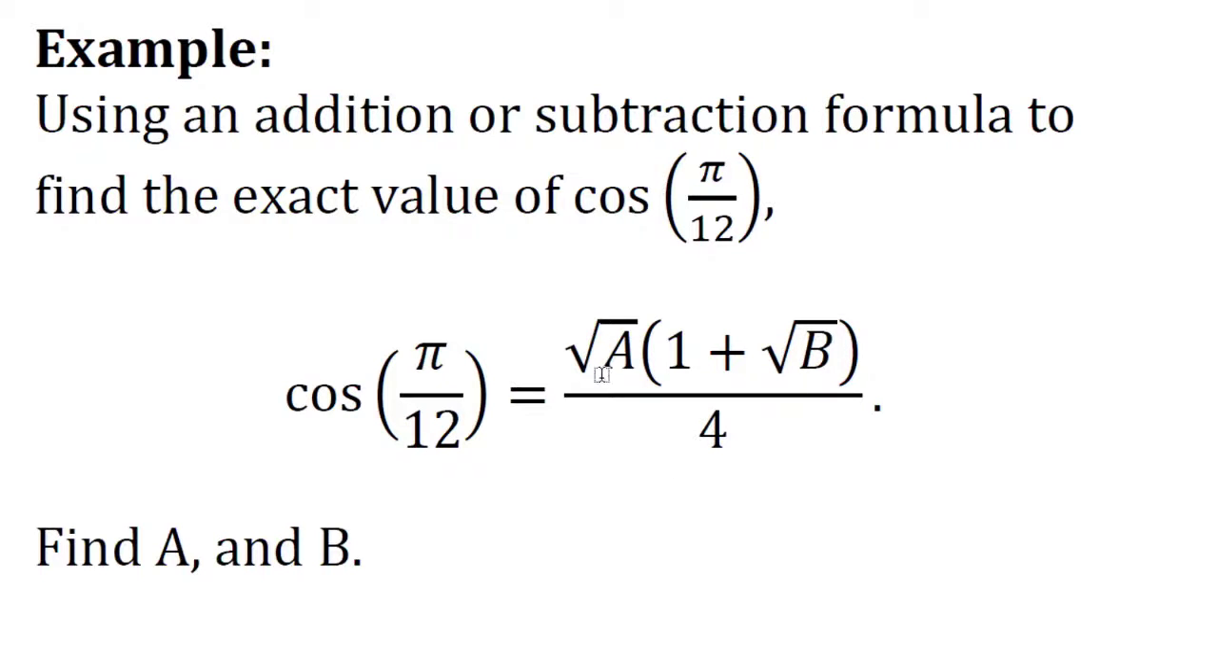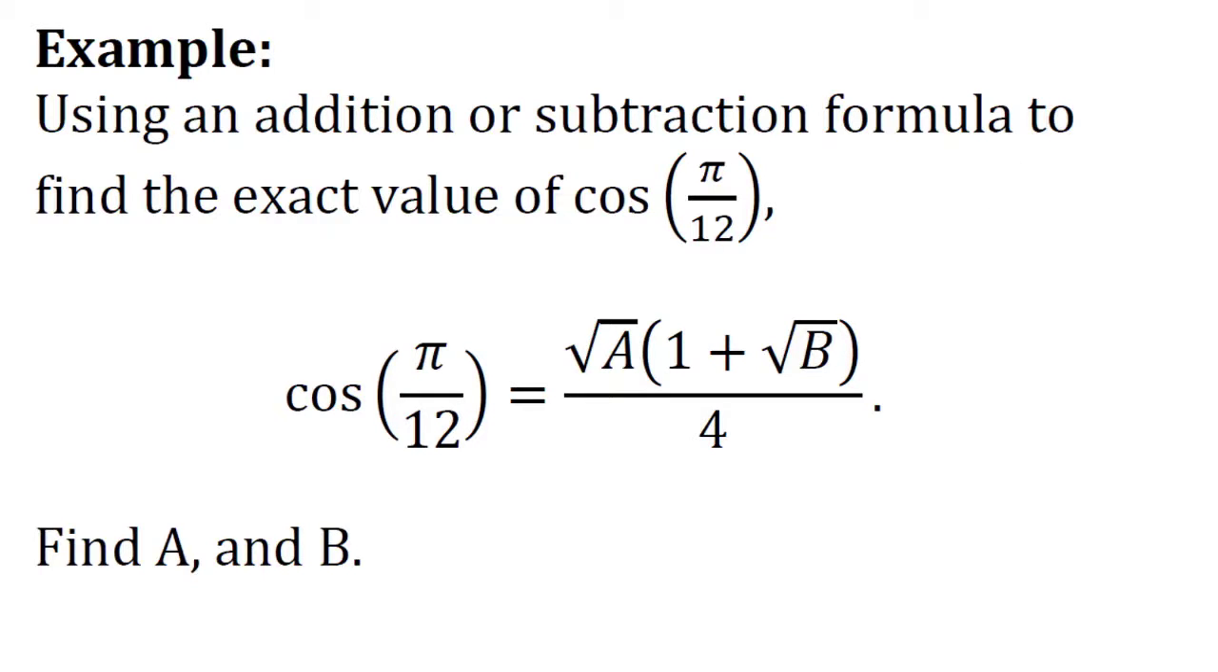And so the reason I said let's not worry about whatever is going on here is simply that the instruction of the problem is telling us to use either an addition or subtraction formula to find the exact value of cosine of pi over 12, so let's spend some time doing that. Let's follow the instruction here.